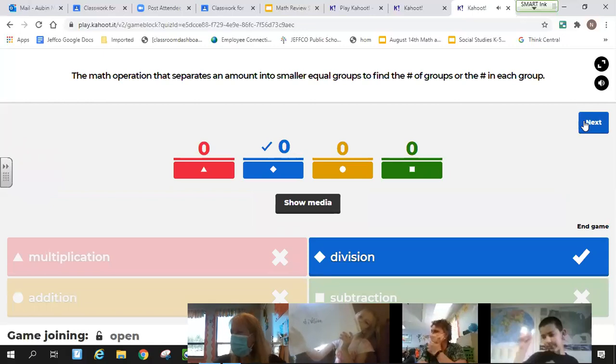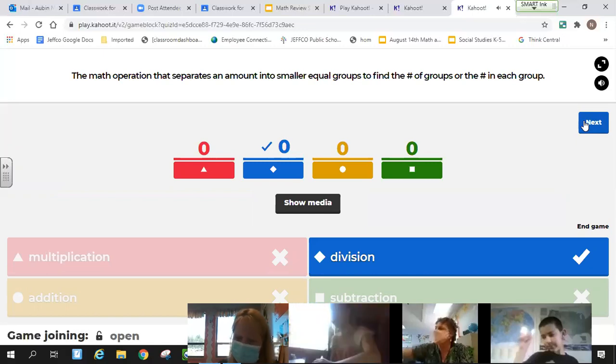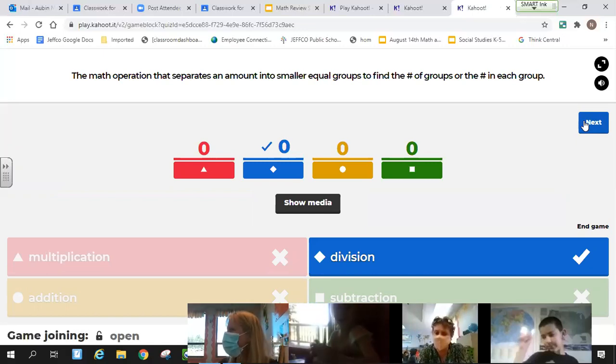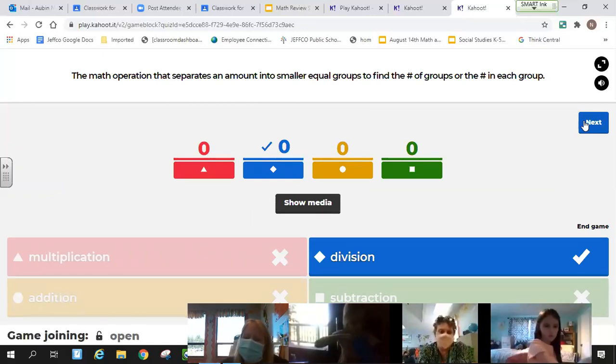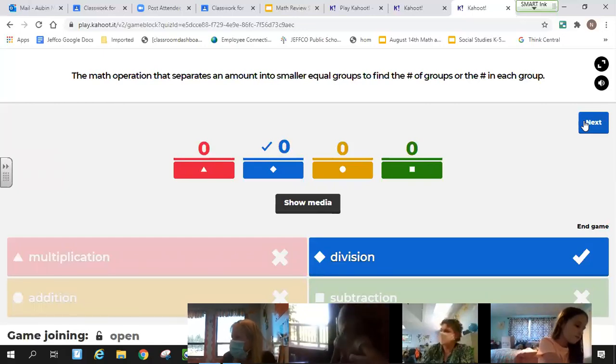You should have said division. Yay, give yourself a pat on the back or sparkles if you got it. If you separate into smaller equal groups, you are dividing. Yes, you can take away for subtraction, but this is about putting things into smaller groups, right? Dividing. Unfortunately, I made it for 60 seconds, but you have to do it for every question. Who knew?